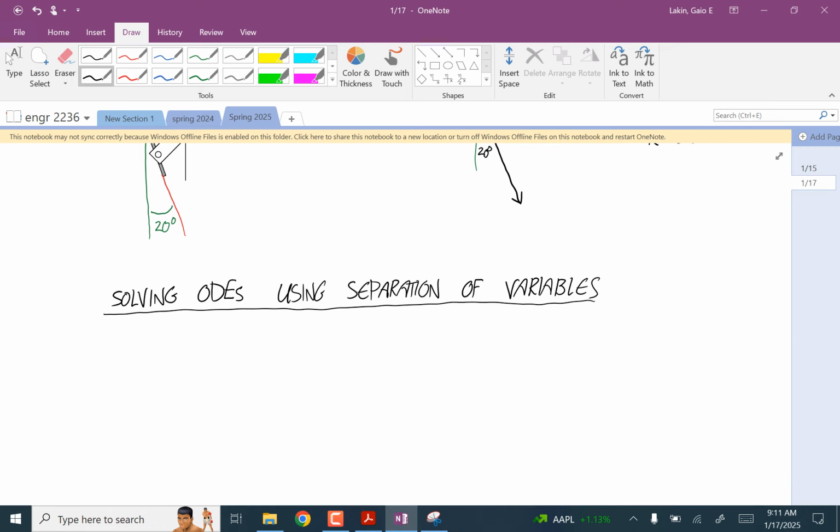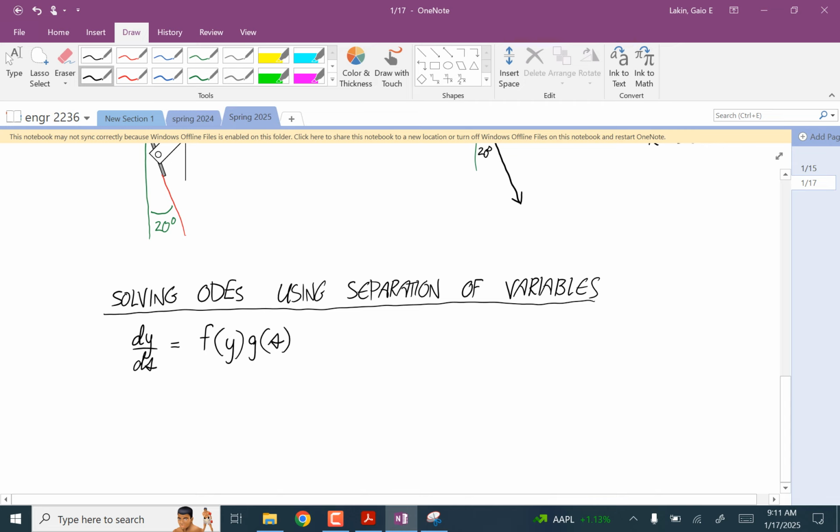I gave it with different variables before, but what variables it is doesn't change the nature of the problem or anything. So I'm going to say, let's say we have this differential equation, dy ds is equal to some function of y times some other function, g of s.